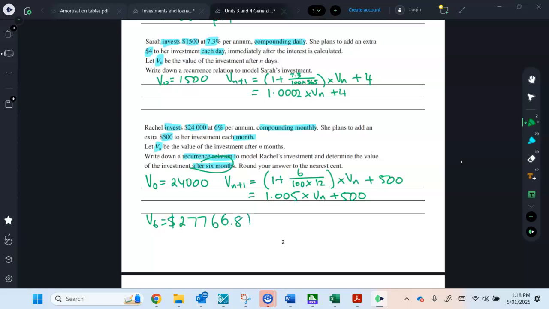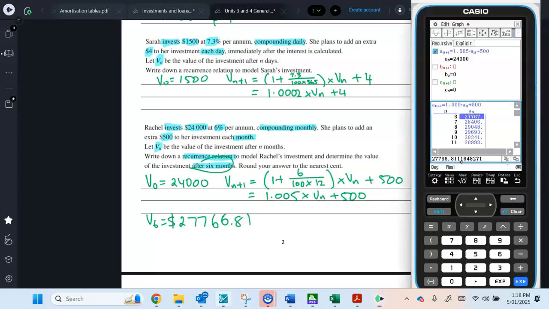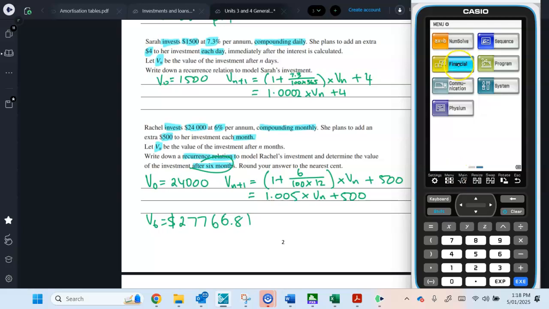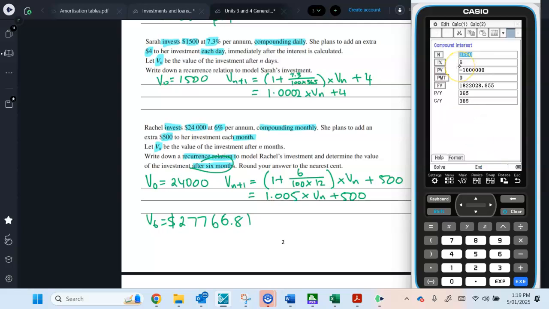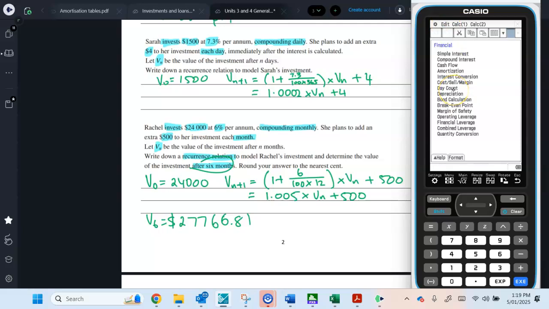All right, so you can do it on your sequence screen. What I will probably end up doing is using Financial Solver. So if we just go there, if it's going to work for me, come on. All right, oh, good. I was about to flip. All right, so let me just clear. All right, so you come up with your little menu.